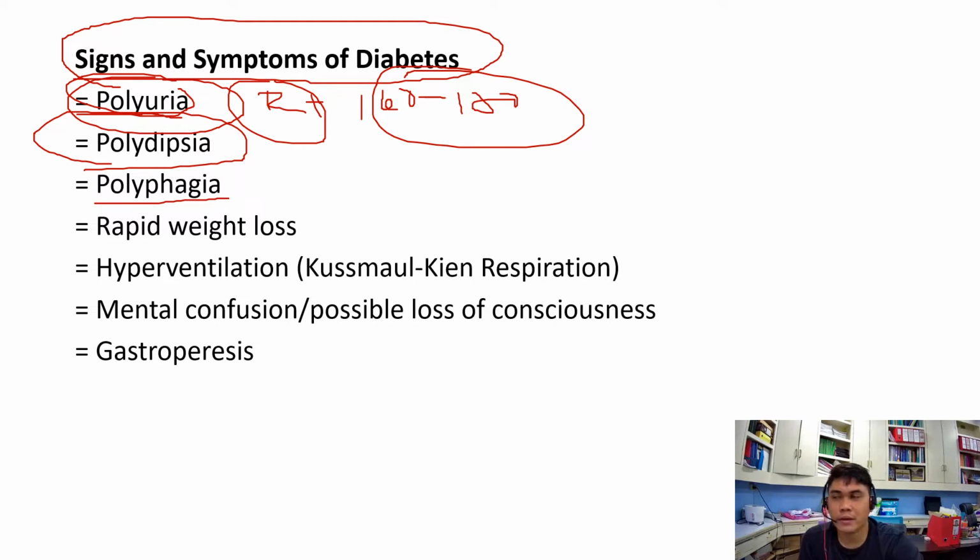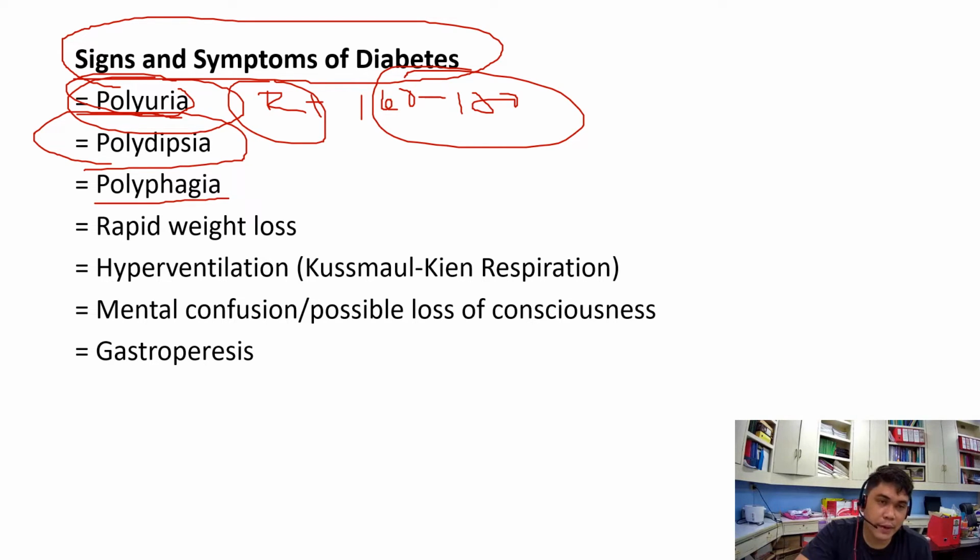Because the body senses that you have problems with the levels of glucose, because your cells cannot utilize glucose due to the absence of insulin or insulin resistance. Okay, so that is for polyphagia.